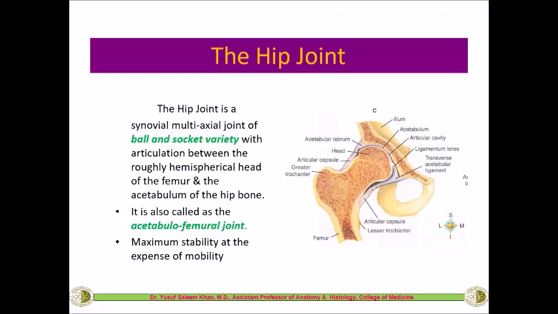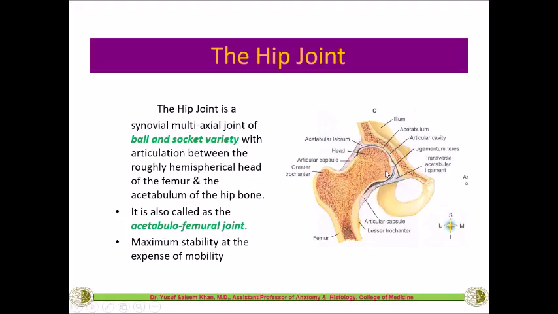In the shoulder joint, there is maximum mobility at the expense of stability. So the shoulder joint is a very mobile joint, but the disadvantage of having excessive mobility is that it is more prone to dislocations, and so it is less stable. But compare this with the hip joint. This is a more stable joint. This has maximum stability, at the expense of mobility.